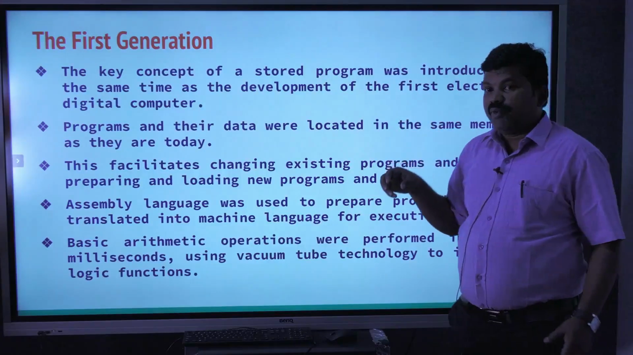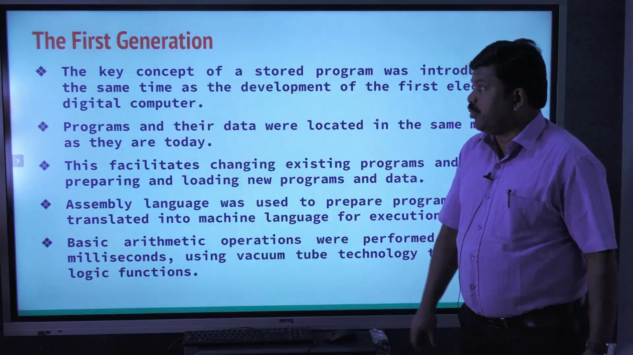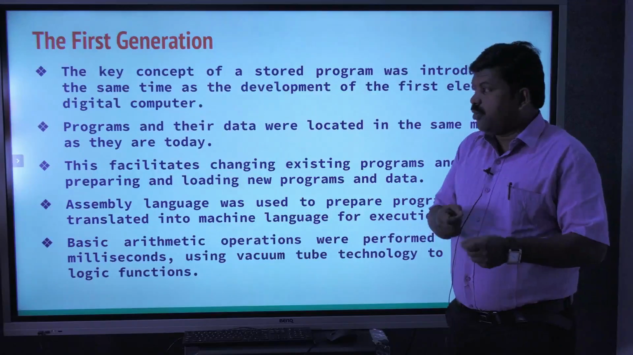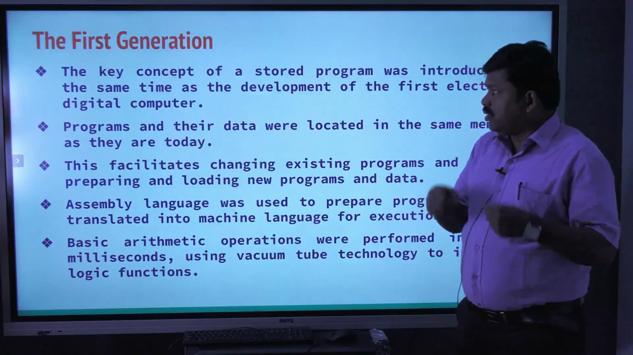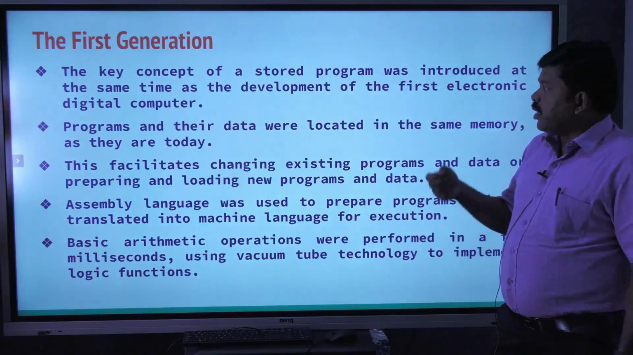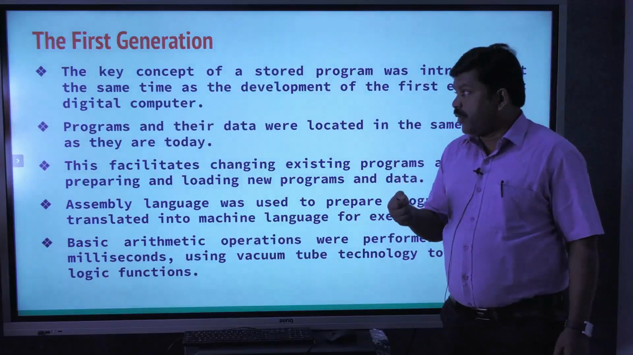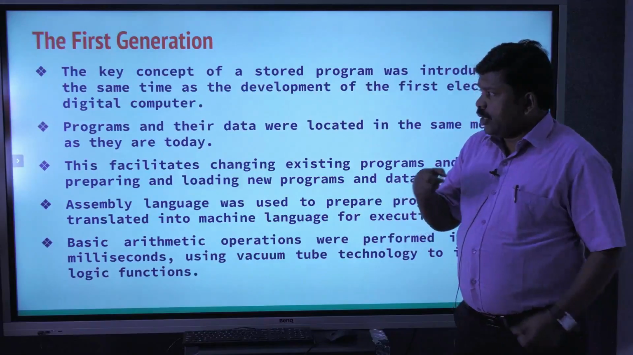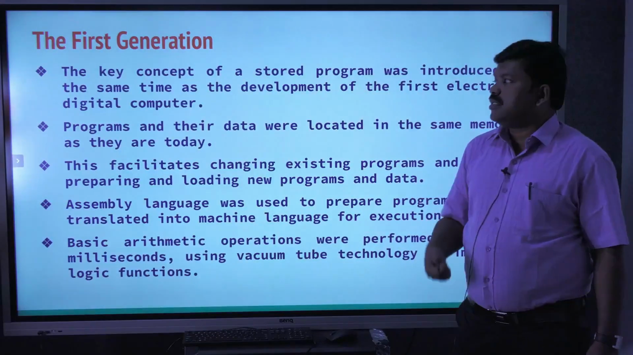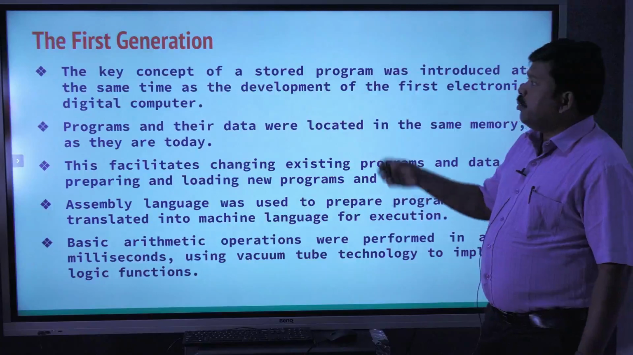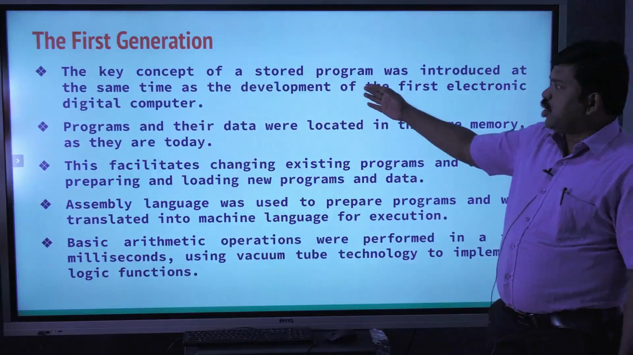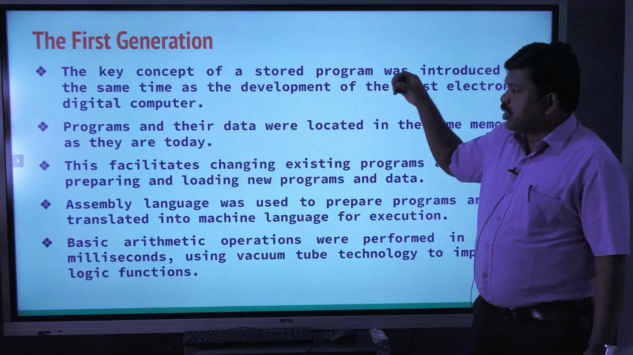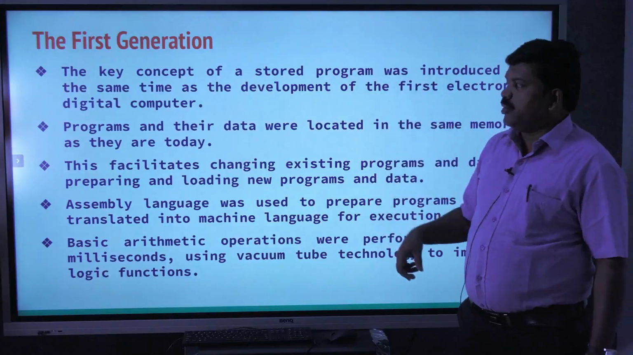That means the computer programs were stored in the computers. Prior to that, the programs were inserted in the form of floppy disks, that is, 4-inch floppy disks. Later, the programs stored in external devices were used to operate the system. But the first generation computers started the stored program concept, so that programs were stored within the system itself.